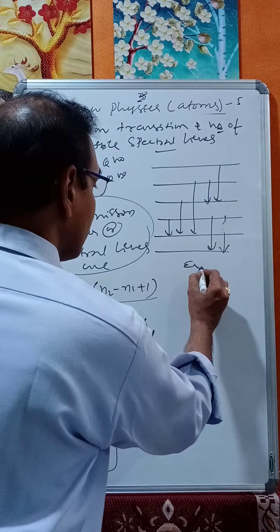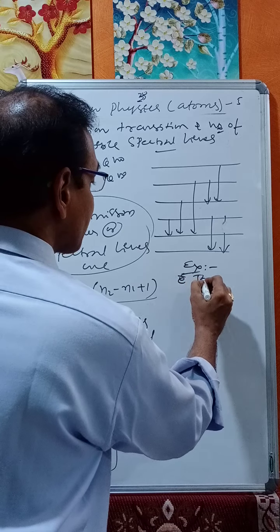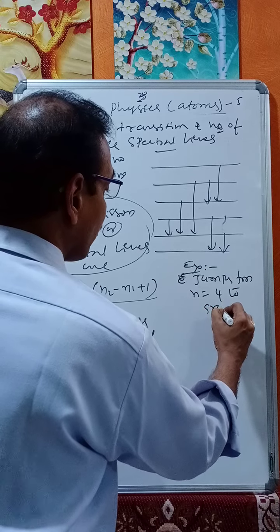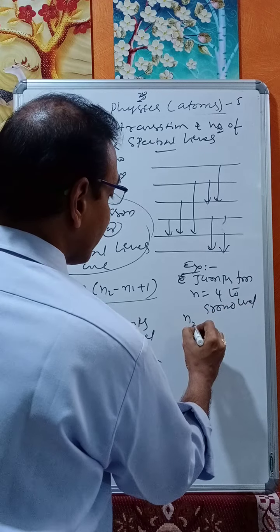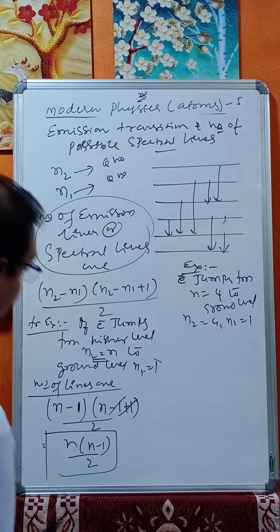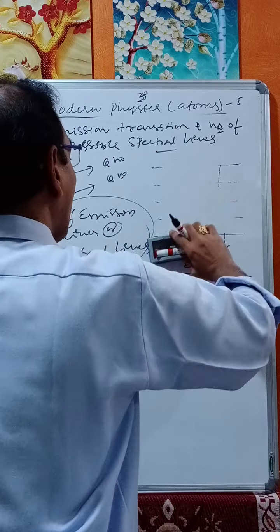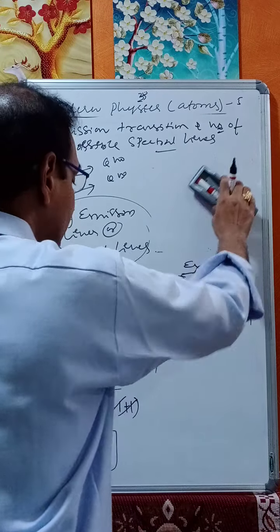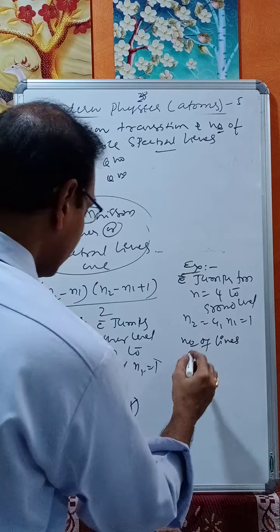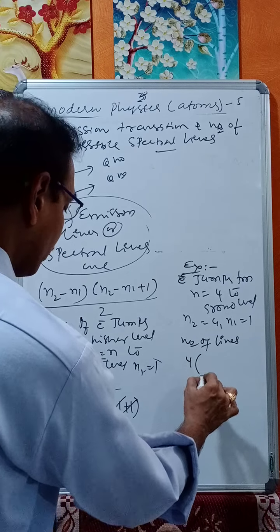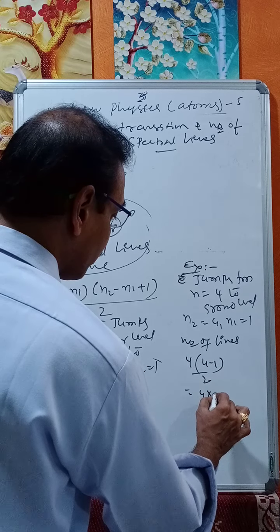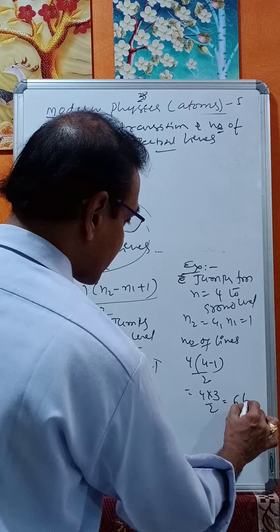For example, the electron jumps from the n equals 4 level to the ground level. Therefore, we can take n2 equals 4, n1 equals 1. How many lines are observed here? With n equals 4, the number of lines is 4 into (4 minus 1) by 2, that is 4 into 3 by 2, which equals 6 lines.